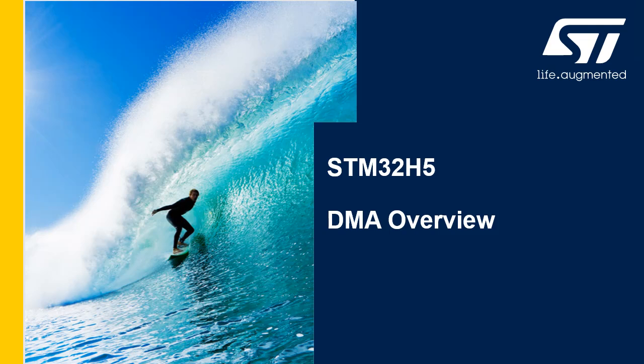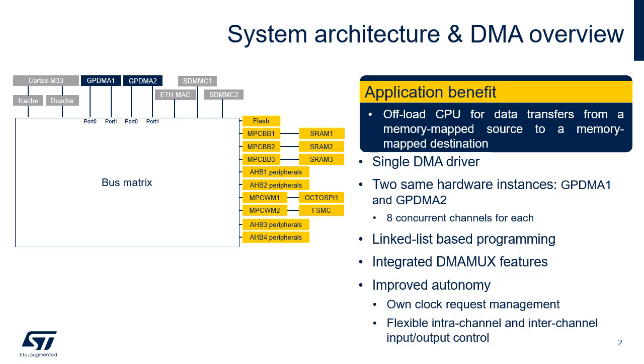Hello and welcome to this overview of GPDMA controllers embedded in the STM32H5. The STM32H5 embeds two new DMA controller instances in the high-performance segment of the STM32 devices, the general-purpose DMA1 or GPDMA1 and the general-purpose DMA2. GPDMA1 and GPDMA2 are identical and have exactly the same connections to the system and peripherals of the device.